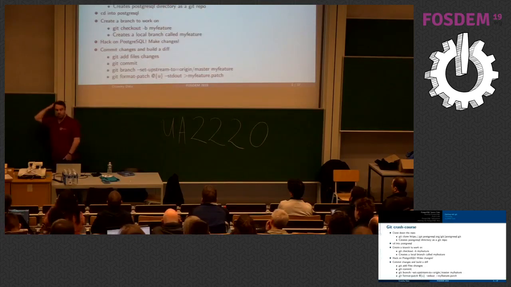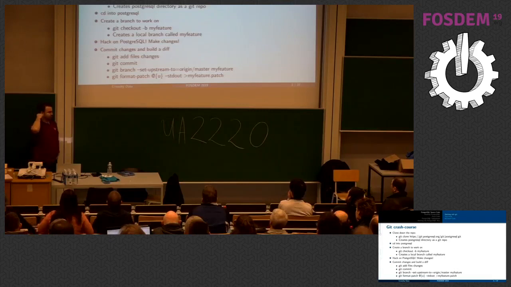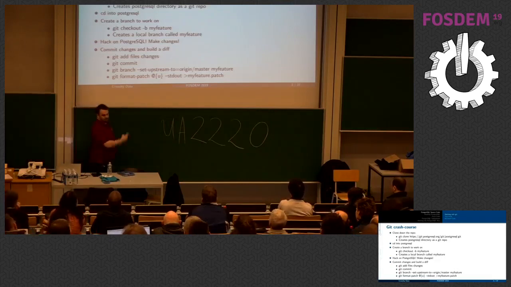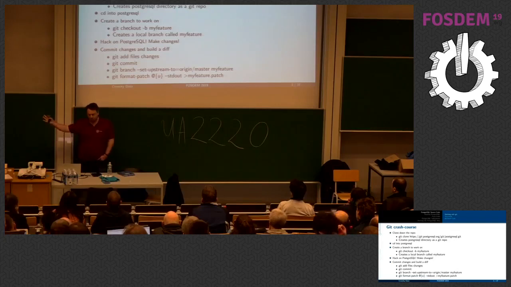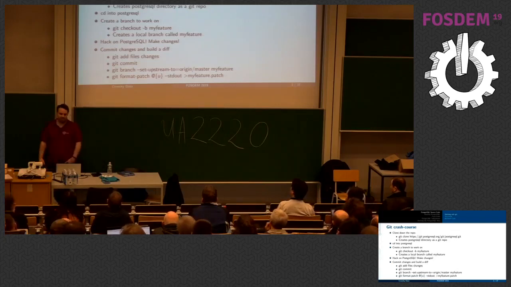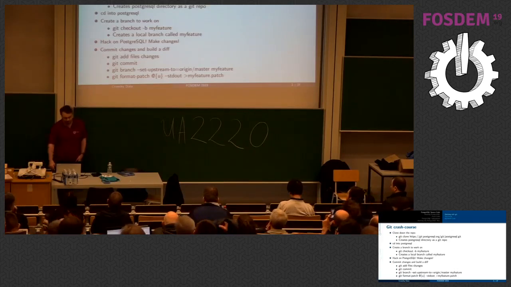So for those of you who want to follow along at home, here's my little Git crash course. If you're wondering where the Postgres Git repo is, it's on git.postgresql.org. We do have a mirror up on GitHub. I think there's actually a few on GitLab as well for those who want to go there. But the basic gist of it is that you can pull this down and then you can start to look at all the wonderful directories and things I'm going to talk about next.